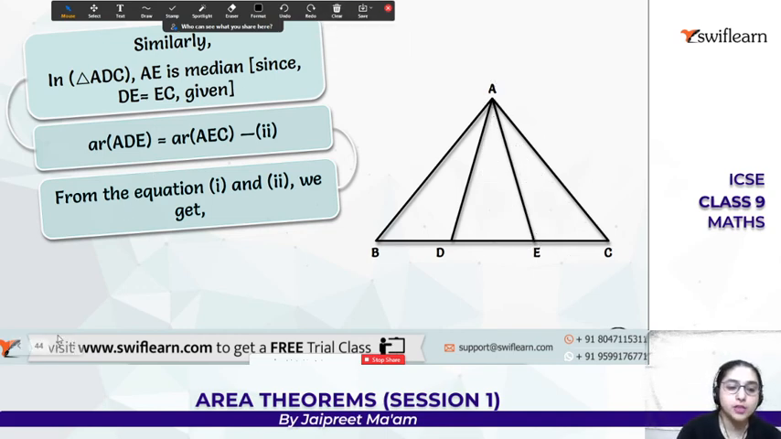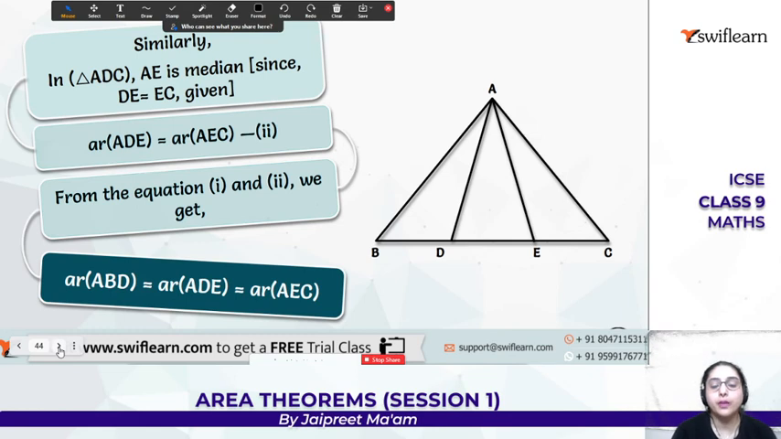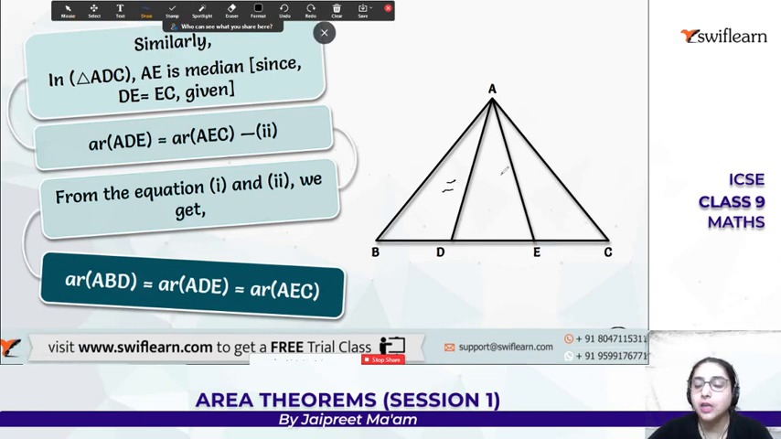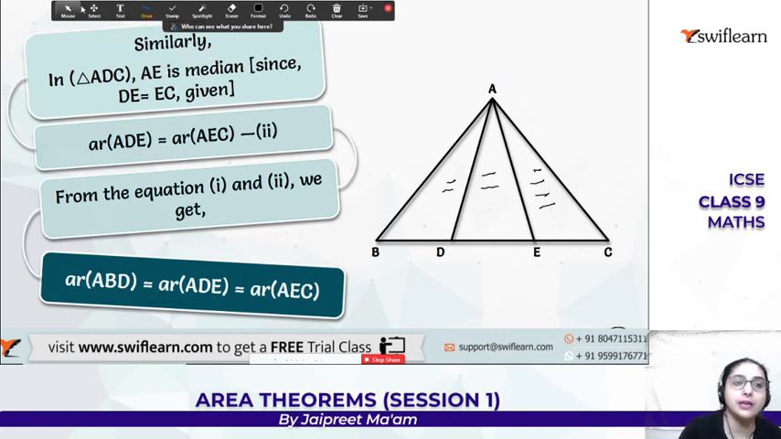From equation first and second, what do we get? We have proved that the area of triangle ABD is equal to the area of triangle ADE and equal to the area of triangle ACE.